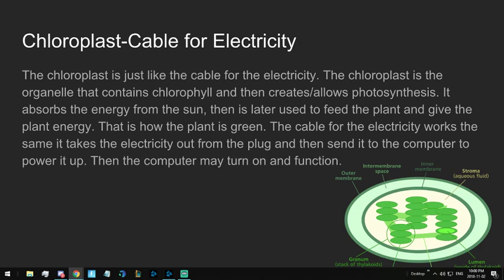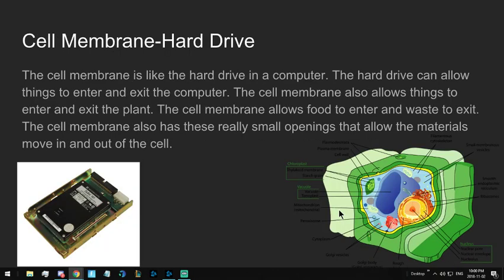So the cable for the electricity works almost the exact same way. It pulls out the electricity from the plug, which is from like a generator, and then sends it to the computer to power it up. Then the computer may turn on and function properly. Because without any electricity or any battery, you can't use a laptop or computer.